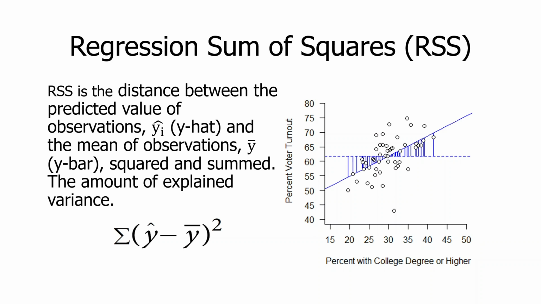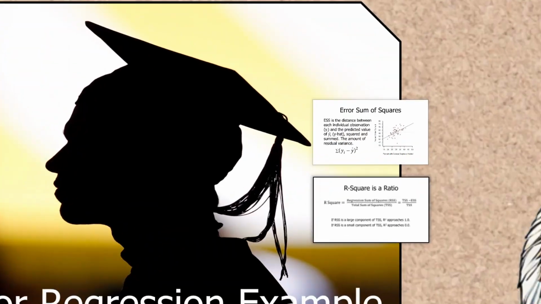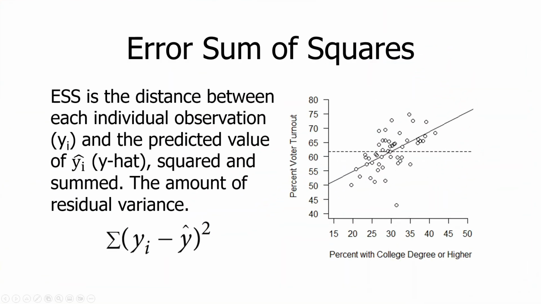This is called error sum of squares, or ESS. This is the distance between each individual observation, yi, which again for Colorado is about 70, and the predicted value, y hat, which for Colorado was about 65. So we can decompose the total sum of squares into two components, the regression sum of squares, RSS, and the error sum of squares, the amount left over that we can't explain. We don't know why Colorado is way up there at 70 when we're predicting 65.